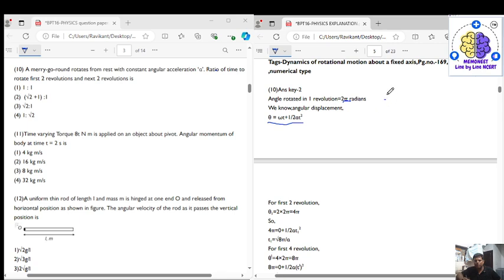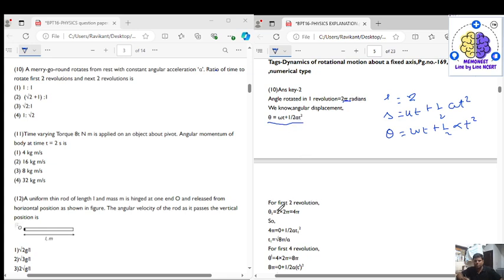it is angle analogous to s equals u t plus half a t square, right? So in place of s we write theta, omega t plus half alpha t square. This is the formula that we are using.